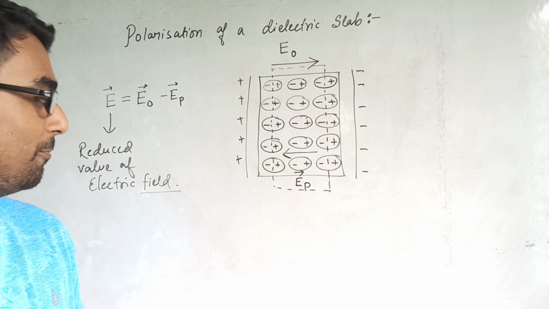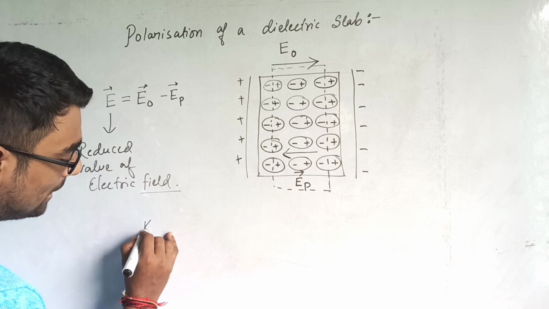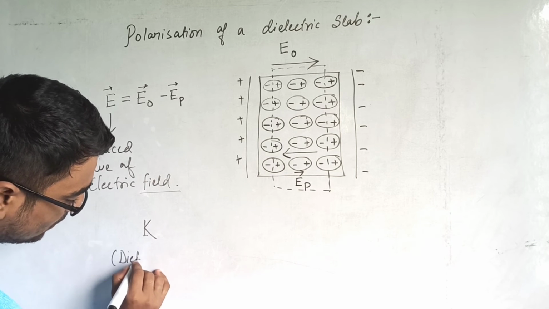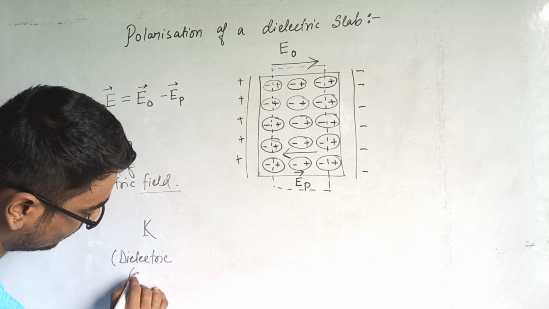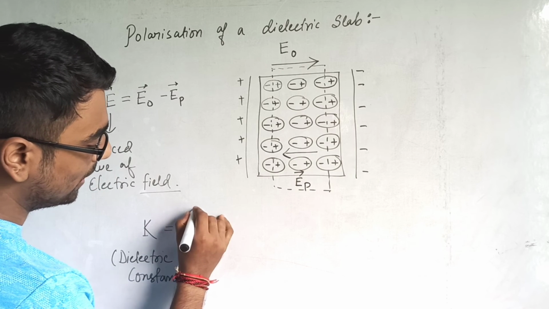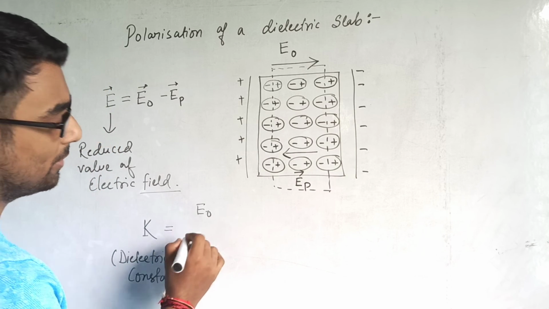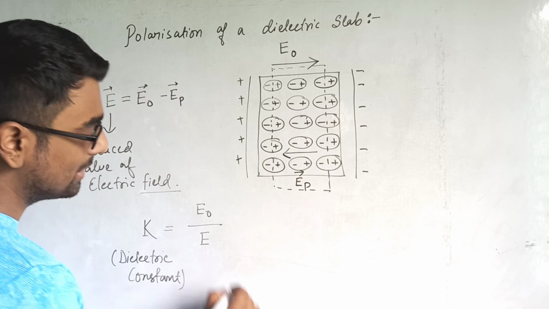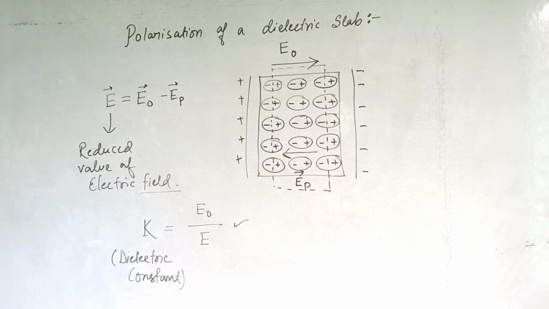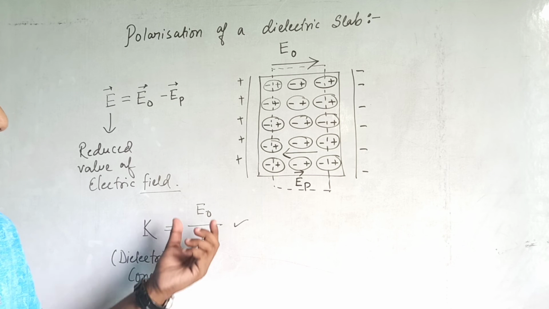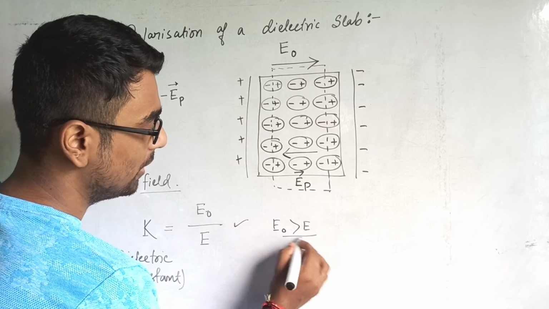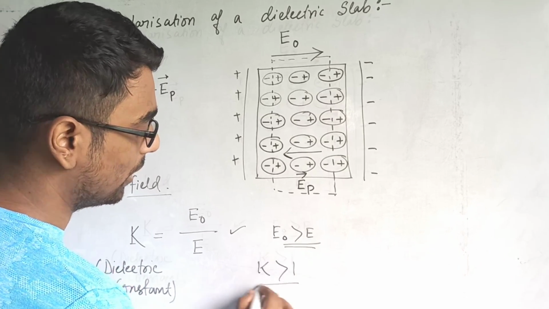Now from here we get the idea of the dielectric constant. K is the dielectric constant, which will be given by E0, which is the applied field, divided by E, which is the reduced value of the electric field. Okay, so here you can see E0 will always be greater than E. In that case, K is always greater than 1.